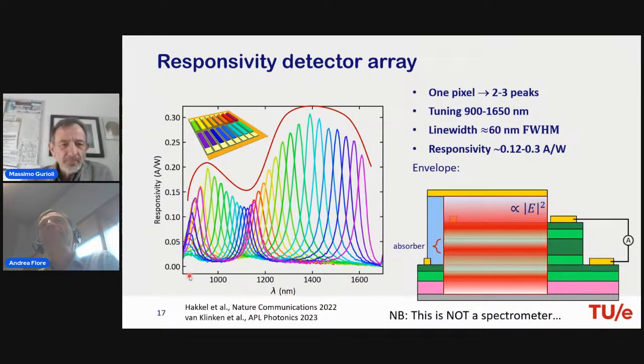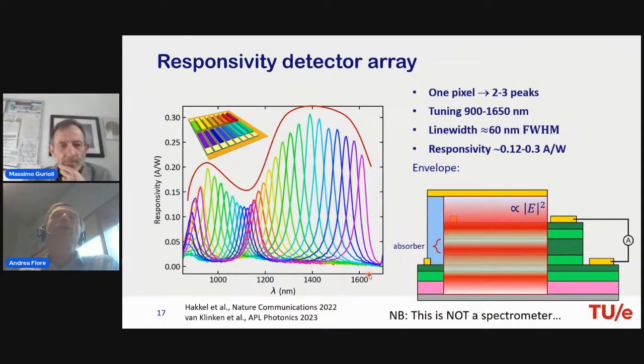We want to cover the maximum possible range that we can cover with this material, and that is limited by the band gap of the absorber, which is around 1700 nanometers. At shorter wavelengths, there are other materials that start to absorb a lot, and you see that the response goes down. The other limit is about 900 nanometers. So we have a quite wide range, and it is very useful for applications to cover a big range.